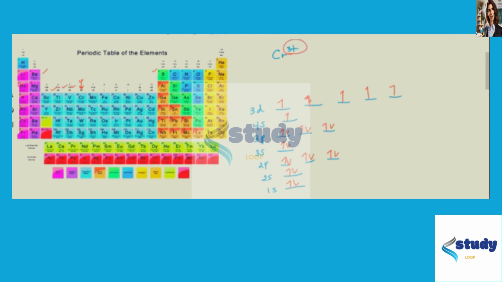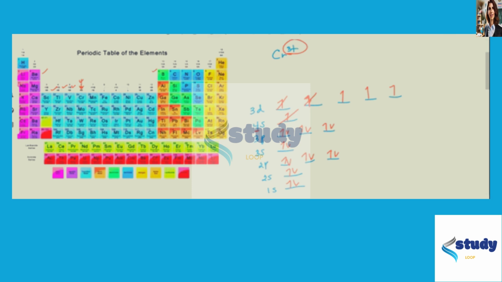Now, if chromium becomes the +3 cation, we need to lose the 3 highest energy electrons to accommodate that. The first electron always comes from the highest number shell. So the first electron will come from the 4s subshell. The 2 remaining electrons that we need to lose in order to become the +3 cation, it doesn't really matter which of the electrons in the 3d subshell we choose, but we just need to choose 2 of them.